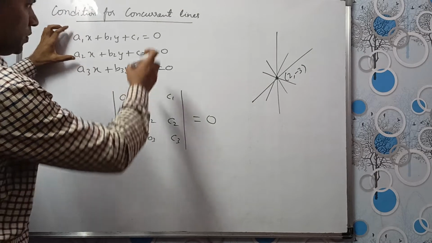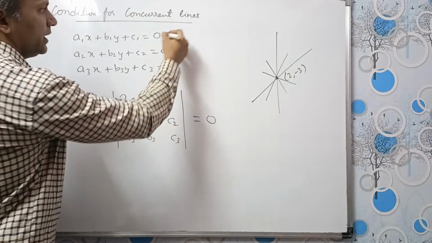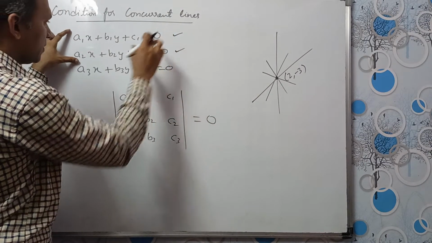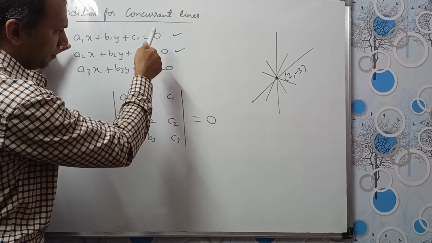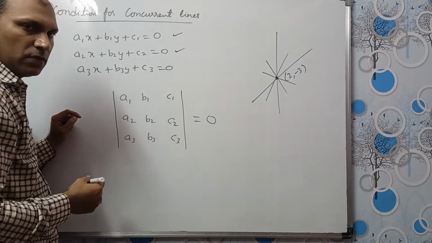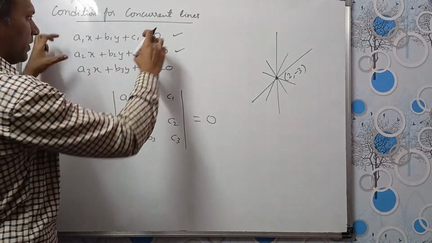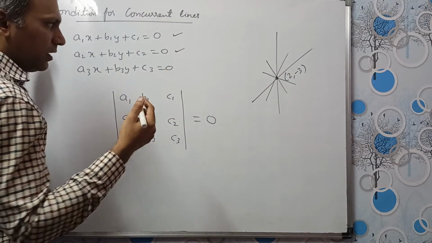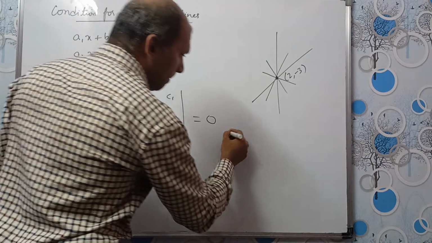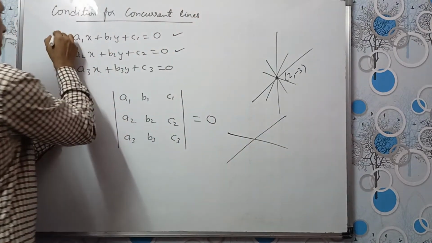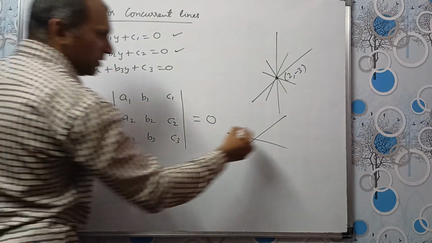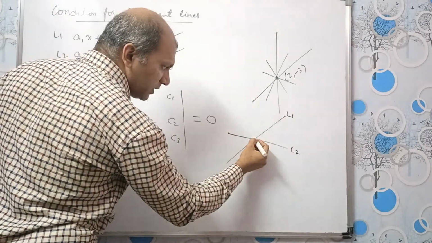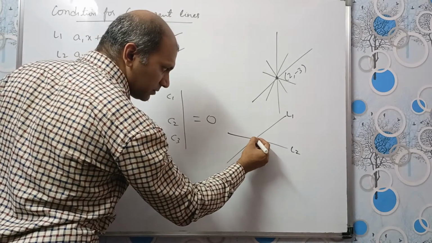Okay, this is one method of proving that the 3 lines are concurrent. Another method is you can take any 2 lines, find the point of intersection of these 2 lines and substitute that point in the third line. Okay, we'll do problems like that also. We can take the first 2 lines, or you can take the first and the third line. Find the point of intersection. See, let us say this is L1 and this is L2 and this is L3. So this is L1 and L2. So see, point of intersection of these 2 lines is this, right?